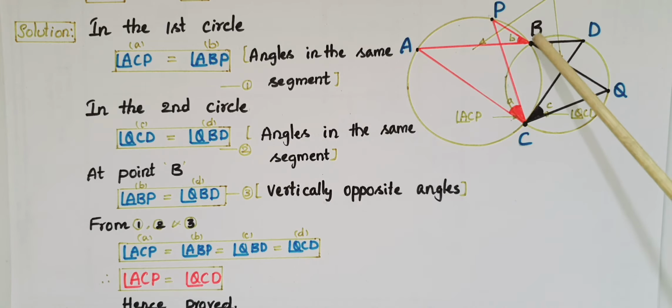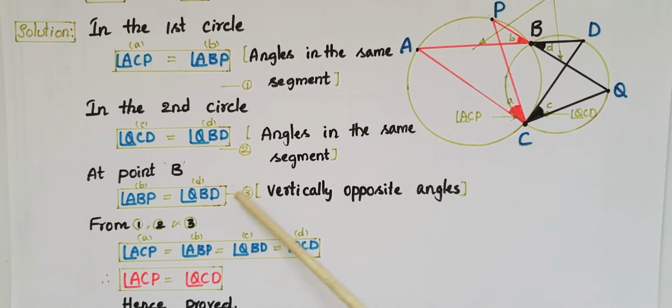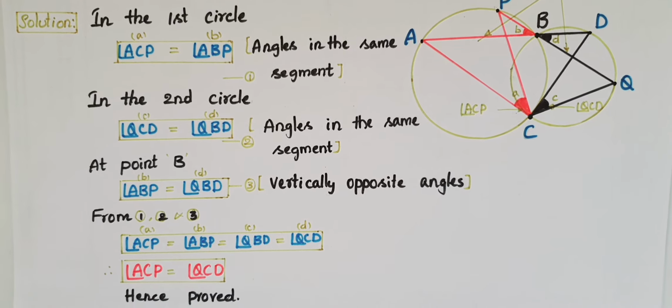And if you see here at B point, these two angles are vertically opposite angles. Those are equal. Therefore, angle ABP is equal to angle QBD. This is third equation. Now from 1, 2 and 3, we can write that angle ACP is equal to angle ABP. Again, angle ABP is equal to angle QBD, and angle QBD is equal to, from 2, angle QCD. Therefore, angle ACP is equal to angle QCD.